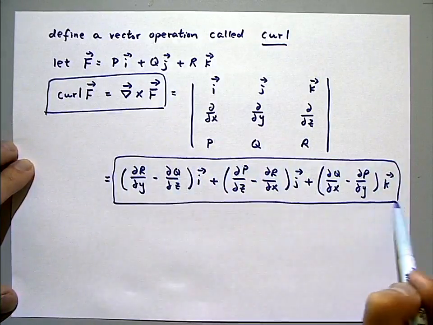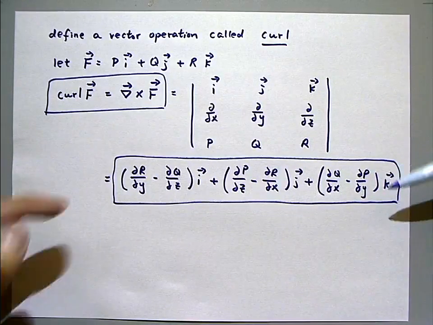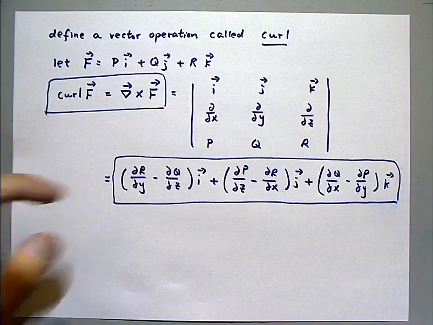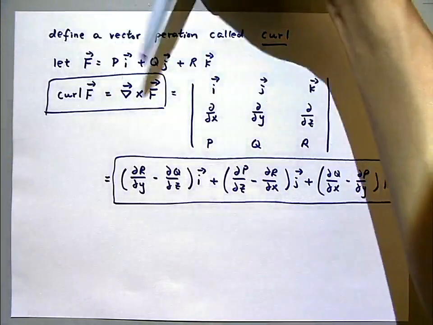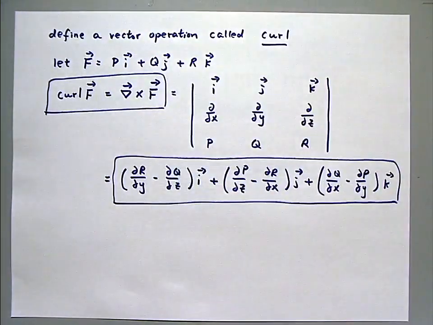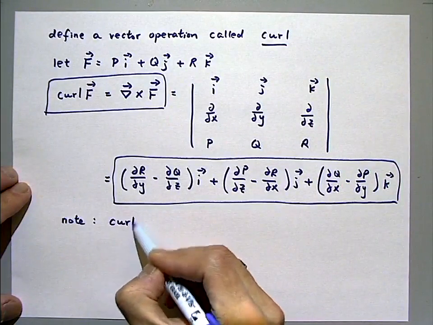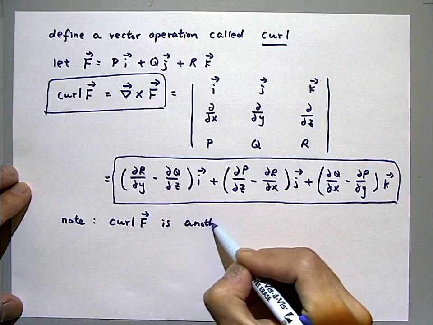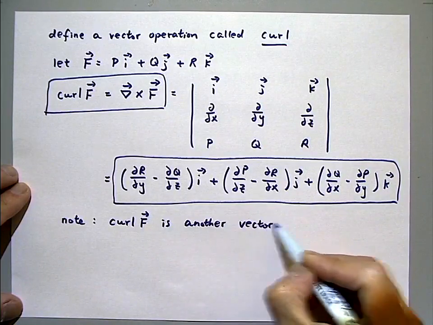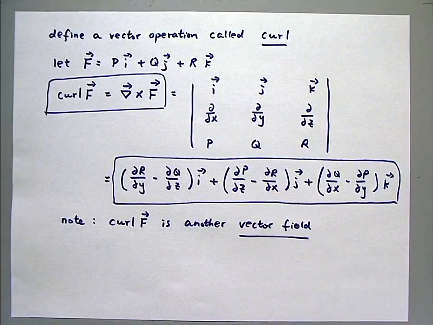All right, so this is what's called a curl of a vector field. Don't bother memorizing the exact expression in the big box at the bottom. Memorize this one here. If you know curl is del cross F, you can always do that on the spot. Note that the curl of some vector field is another vector field.